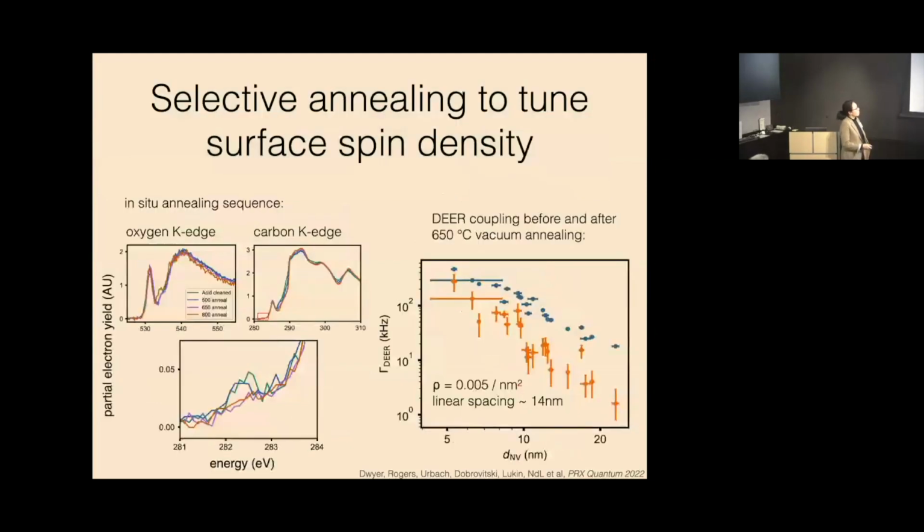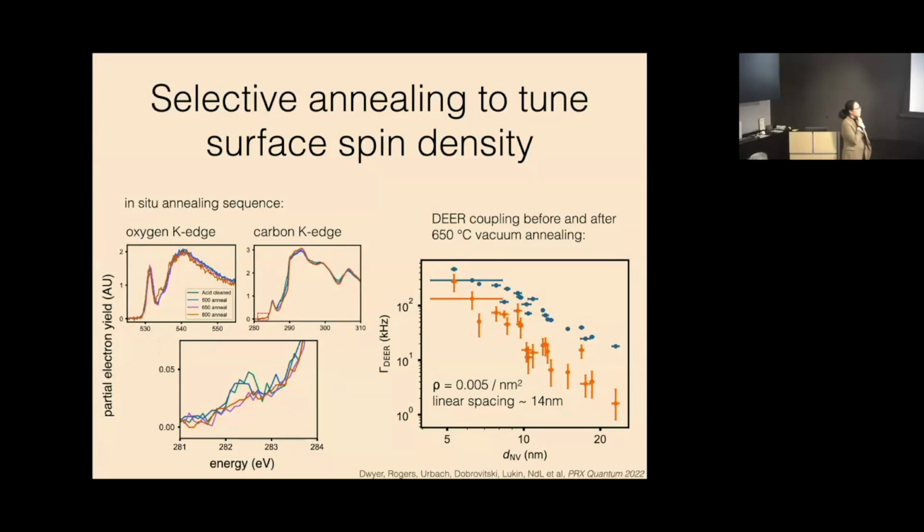Okay, so what we figured out was a couple of things. One was that using X-ray spectroscopy, we came up with a good candidate that was probably the DEER spins, and then we came up with a way to get rid of them selectively without doing anything else to the surface. So basically by in situ vacuum annealing, we're able to decrease the DEER spin density, the surface spin density, and decrease the DEER coupling rate.